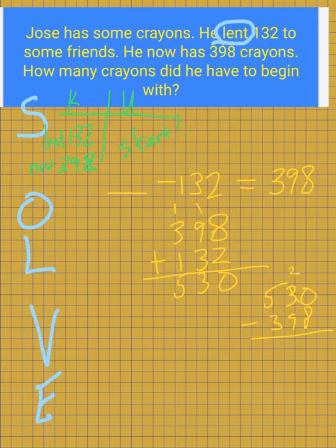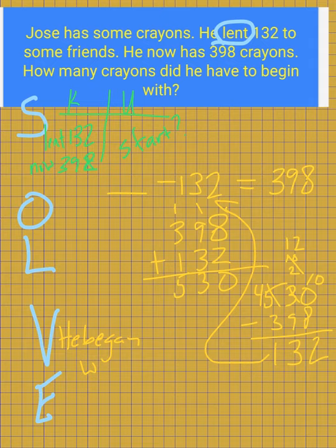We're going to regroup because you can't take 8 from 0. 10 minus 8 is 2. Can't subtract 2, so let's regroup 4. Brought us 10 over to the 2 that we already had. 12 minus 9 is 3. And 4 minus 3 is 1. So it checks out. 132, so he began with 530. Alright, I hope this helps you out for today's problem.